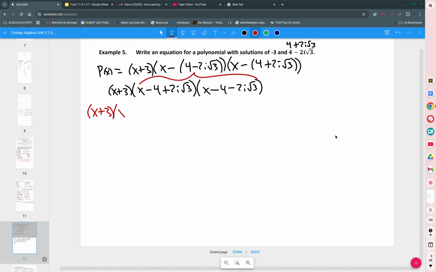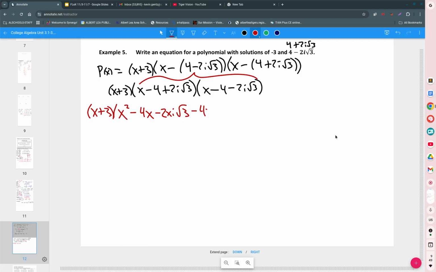X times x is x squared. X times negative 4 is negative 4x. X times negative 2i roots of 3, negative 2xi roots of 3. First time in your life you've written negative 2xi roots of 3. Looks a little weird. That's okay. We know it's going to go away anyway, right? It's going to disappear. We move on to negative 4.